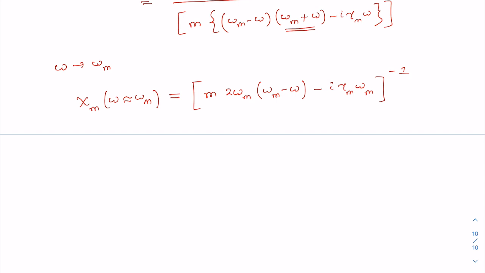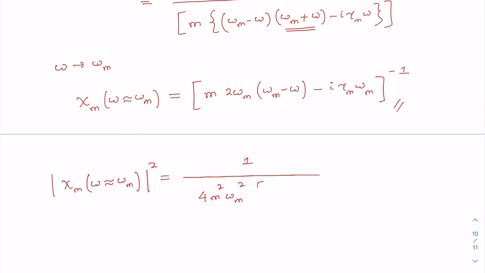So from here, I can find out the modulus of chi m. Actually, as you can see, this is a Lorentzian, so you can see it more clearly. If I take the modulus square of this function, that would be equal to 1 divided by 4 m squared omega m squared. You can do it yourself, it is easy to do. Omega minus omega m whole squared plus gamma m by 2 whole squared.